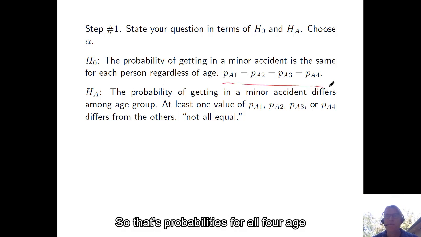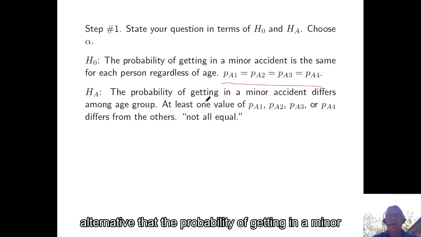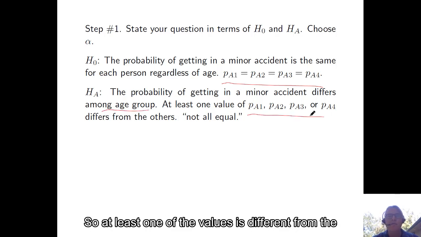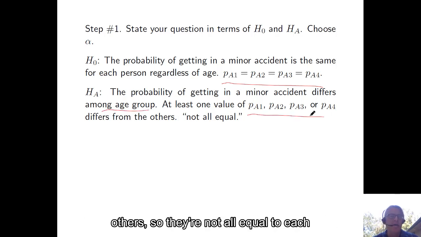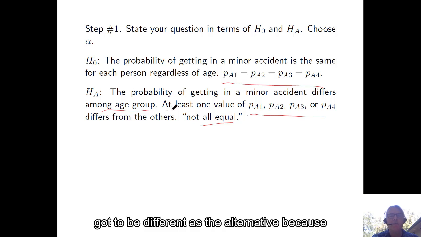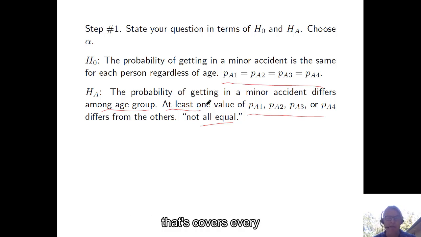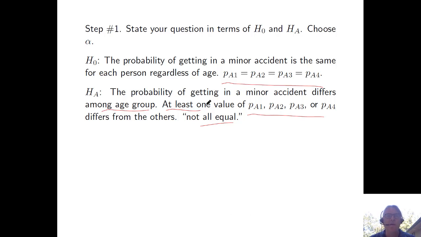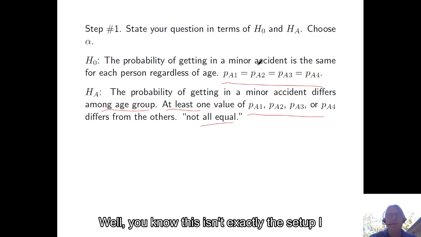So that's probabilities for all 4 age groups are equal to each other. And that would be compared to an alternative that the probability of getting in a minor accident differs among the age groups. So at least one of the values is different from the others. So they're not all equal to each other. Note that we're not saying they all have to be distinct. It's just at least one has got to be different as the alternative, because that covers every possibility other than the null being true.